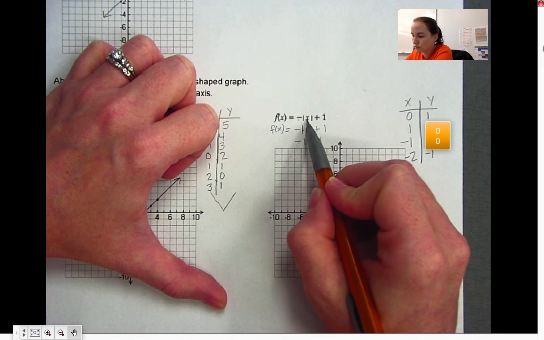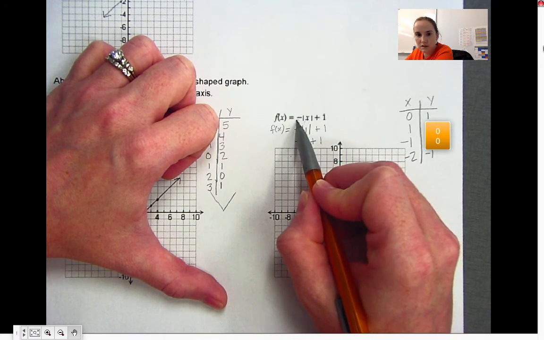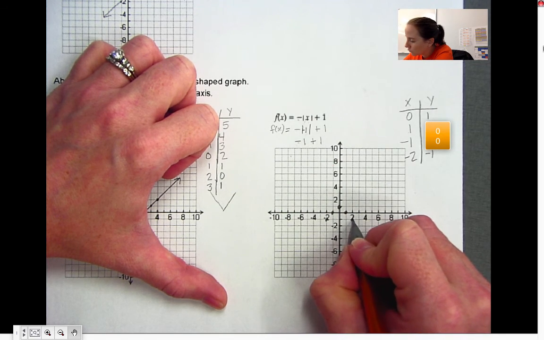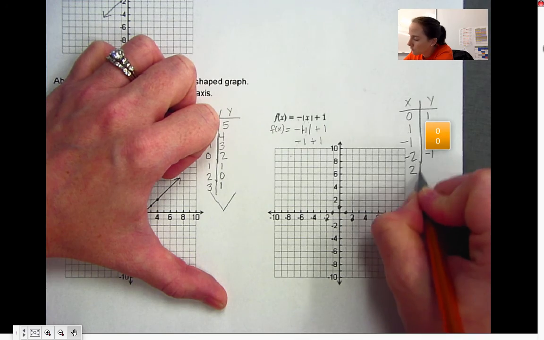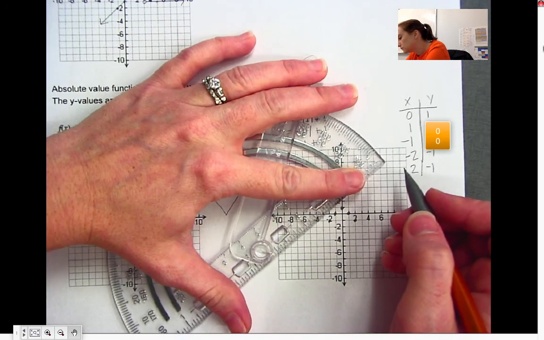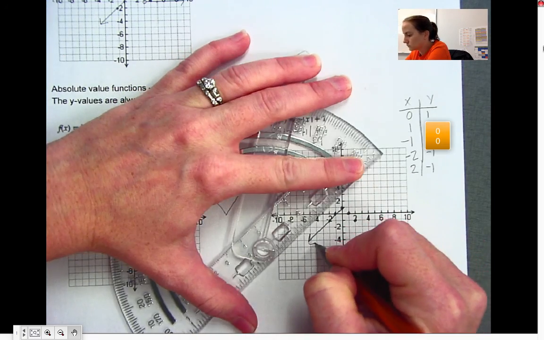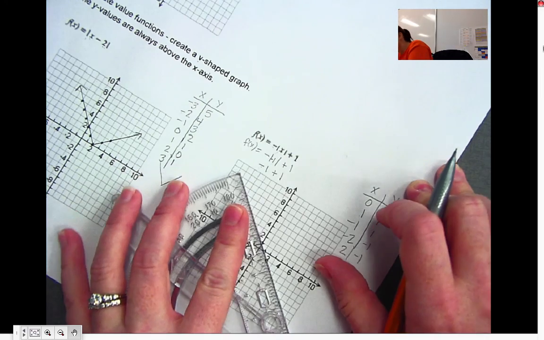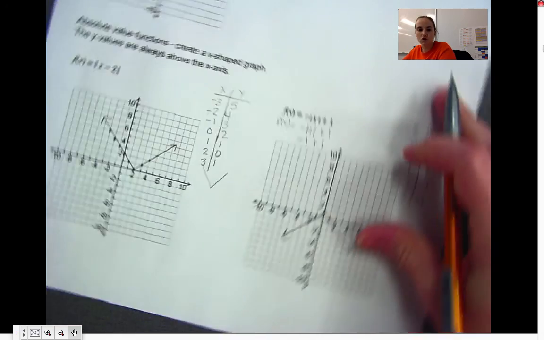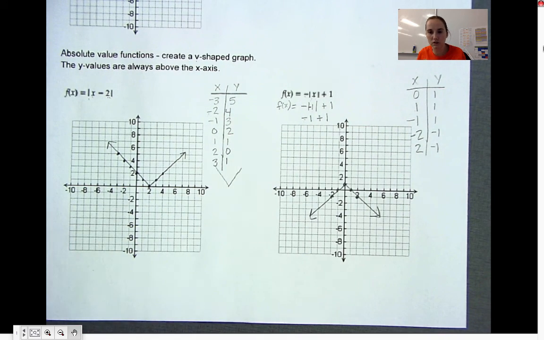At positive 2, the absolute value of positive 2 is 2. This makes it negative. And negative 2 plus 1, again, is negative 1. And then we can connect. Again, make sure you put arrows on the ends to show that it continues in both directions forever and ever.